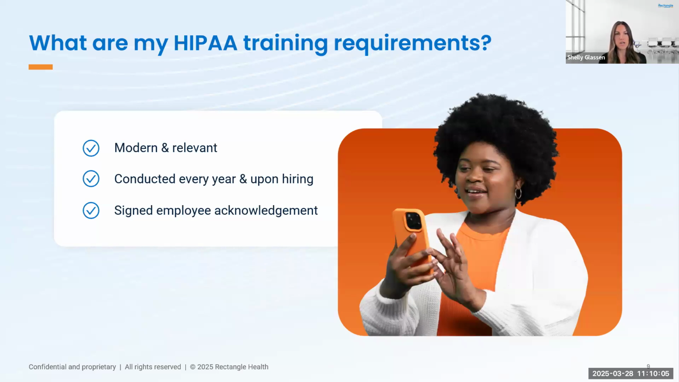Training requirements that are in place. There are 3 different requirements under the law when it comes to annual HIPAA training. Number 1, you need to be able to reproduce the information that you use to train your team.